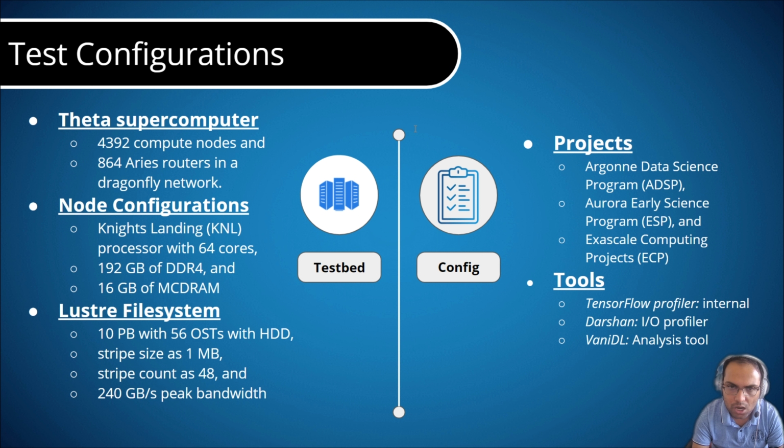These applications are run with 128 Knights Landing nodes over Lustre file system, which has a peak bandwidth of 240 gigabytes per second. All these applications are written with TensorFlow framework. Therefore, we utilize its internal profiler along with low-level I/O profiling using Darshan. Finally, we built an analysis tool for combining the high-level details from the TensorFlow profiler with the low-level I/O profiling from Darshan to provide us with a holistic view of the I/O behavior of each of these applications.